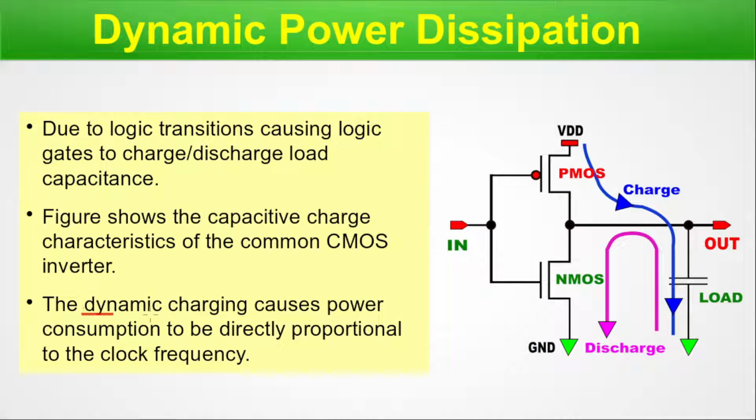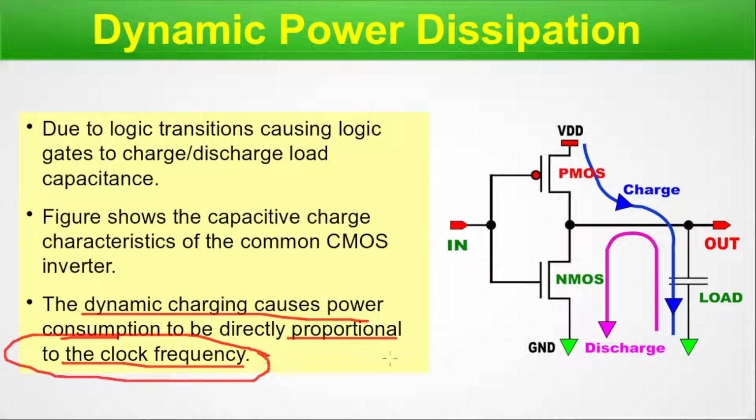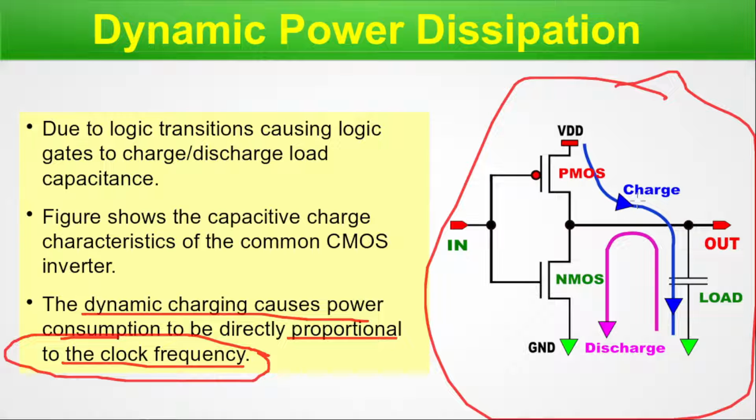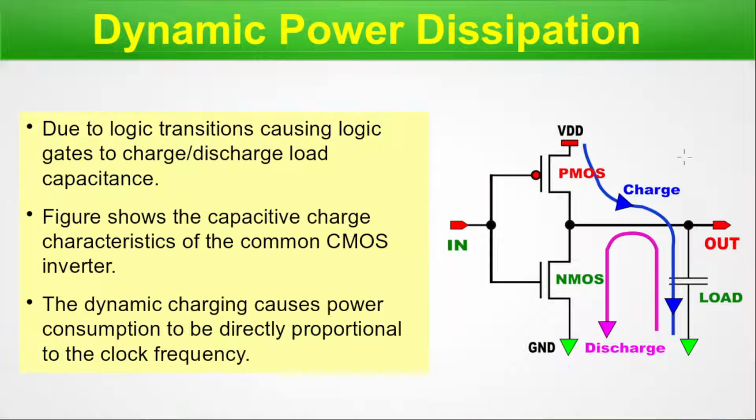The dynamic charging causes power consumption to be directly proportional to the clock frequency. This is very important. The dynamic power, that means when the circuit is in operation, the power drop which we have just shown here is accumulated for all the CMOS combinations inside the VLSI chip and calculated together for the total power consumption, that is the total dynamic power dissipation. The higher the clock frequency, the more the dynamic power dissipation.